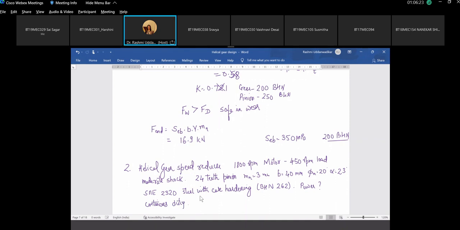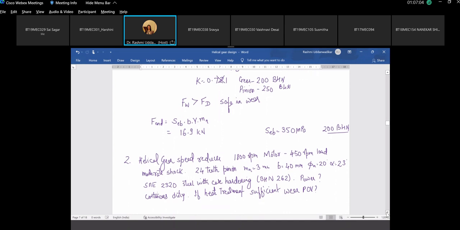Now this is not a design problem. This is like a conventional problem where the data is given and you have to simply solve to get what is the power it can transmit. And you have to check if the heat treatment, that is case hardening, is sufficient from wear point of view, which means is it safe in wear?